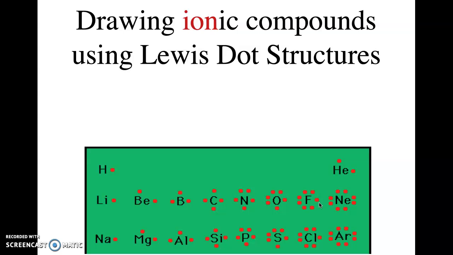For the oxygens or chalcogen group, it's -2. They have 6, so they're missing 2. For fluorine or the halogen group, right, they have 7, so they're missing 1. So they're going to have a -1 charge.